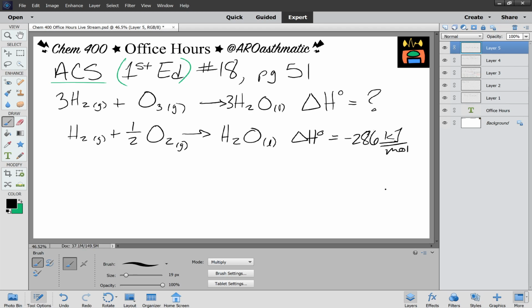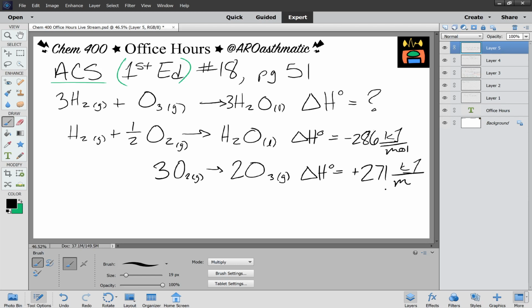And then we're given a second reaction where actually I'm going to scoot this over just a bit. 3 moles of oxygen gas produces 2 moles of ozone gas, and the delta H for this reaction is positive 271 kilojoules per mole. All right. Okay, so this is a classic Hess's Law problem.